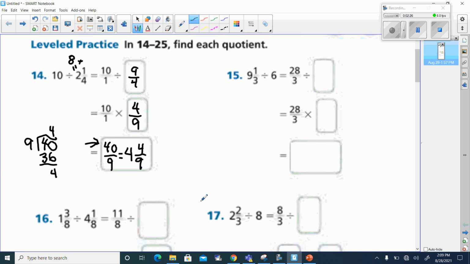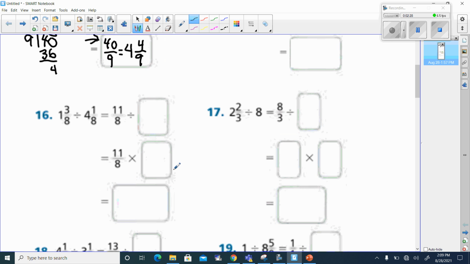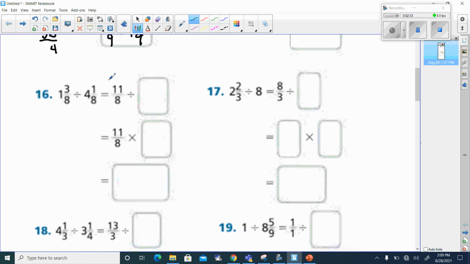Okay, let's go to number 16. We had number 15 to do on your own. So again, they turned this mixed number 1 3/8 into an improper fraction by multiplying 1 times 8, which was 8, and then adding 3, which made 11. Now we have to do the same to 4 and 1/8. 4 times 8 is 32, plus 1 is 33. So this would be 33 over 8.